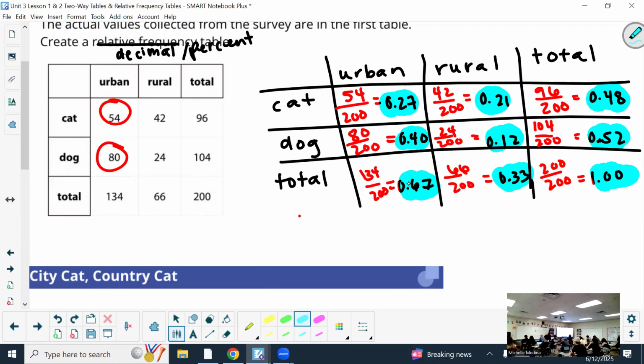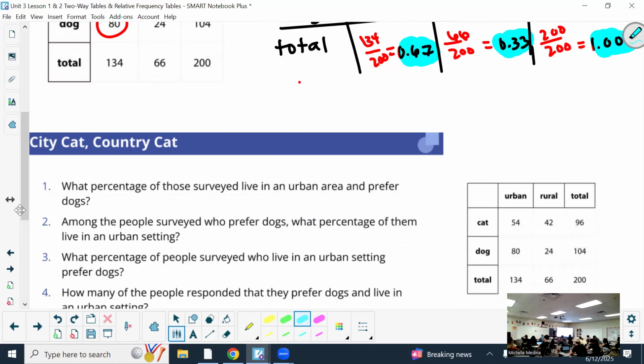Sometimes we want a relative frequency that is not going to be divided by the number of people surveyed. It might be divided by like the total number of people that live in an urban area or things like that. So that's what these next questions are going to be like. They're going to assess us on, can you read it carefully? So like I could give you a whole bunch of vocabulary, but you don't need it. You just need to know how to read it carefully. So I'm going to scroll down these ones.